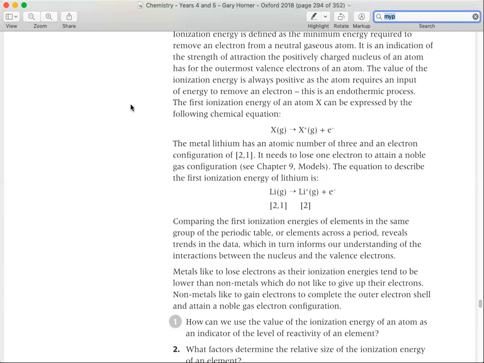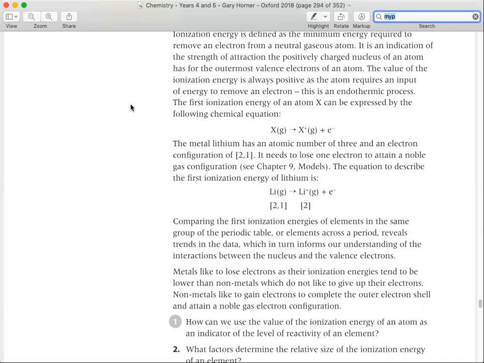Just look at the example of lithium. They have written the electronic configuration. You know lithium has atomic number 3 and the configuration is 2,1. So that one electron, the outermost electron, is to be removed when we form a lithium ion. And you can see they have started with the lithium gaseous atom. So that is called first ionization.